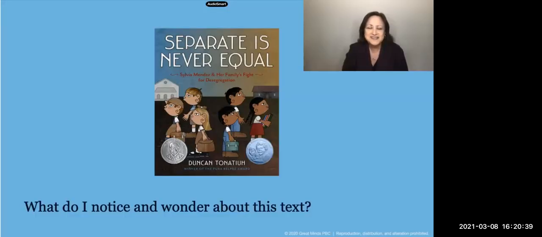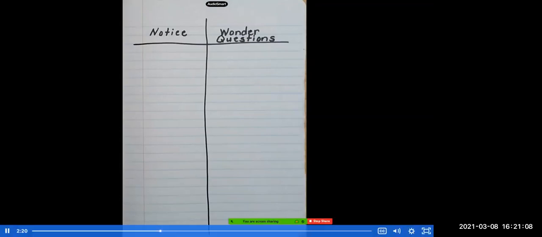What do I notice and wonder about this text? During today's lesson, you'll be noticing what's on the cover of this text. And as you notice, as you look closely, questions will begin to pop into your head as well that are directly connected to your observations. Please pause here to set up a notice and wonder question tea chart in your journal. Just hit play when you're ready to dive into the cover.